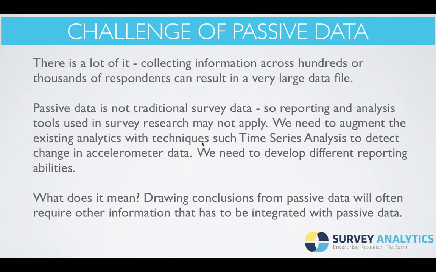We need to augment our existing analytics, perhaps with techniques such as time series analysis, which would be useful with the accelerometer data. What that can do is say, okay, this was a significant change in activity relative to the previous measurements of activity. So that could be useful in really seeing when change happens. We need to develop different reporting abilities. We've also got to be careful about what the data means. Drawing conclusions from passive data will often require other information that has to be integrated with the passive data. And I think that's the case where our system runs via a panel, where you have profile information on the panel, which can color the meaning of the passive data.